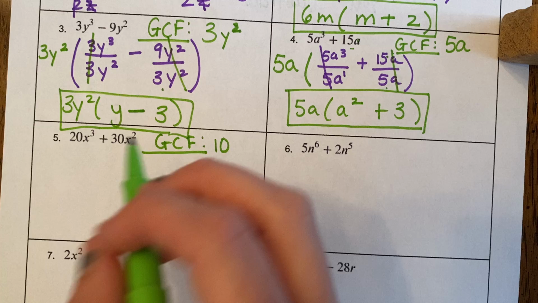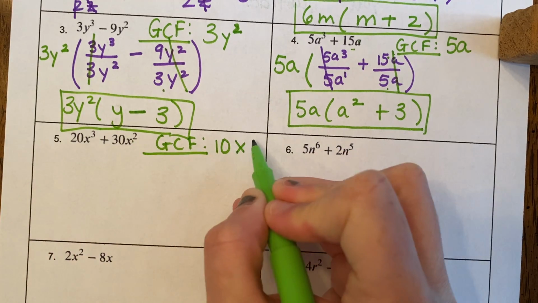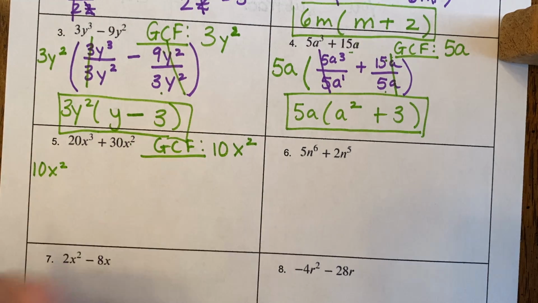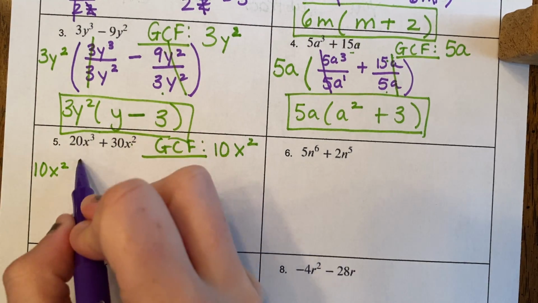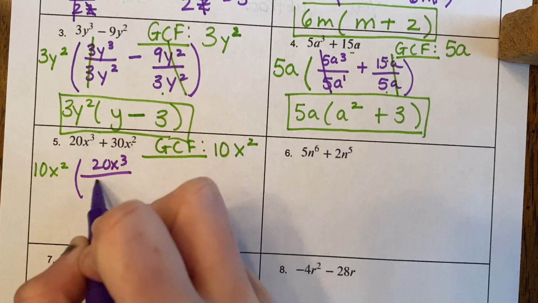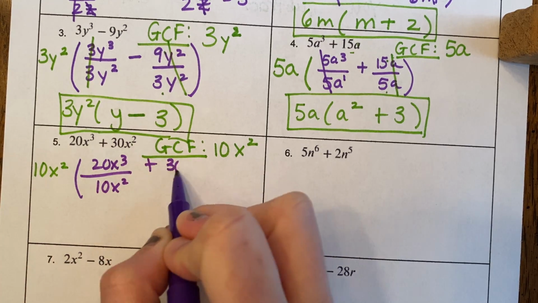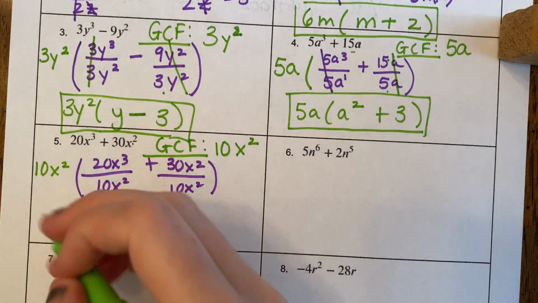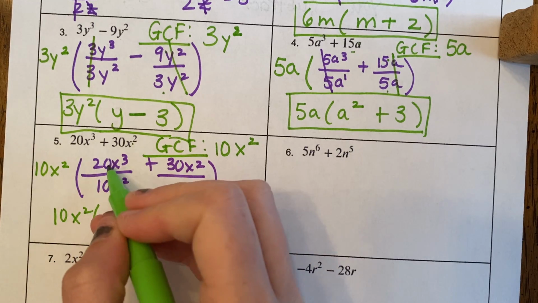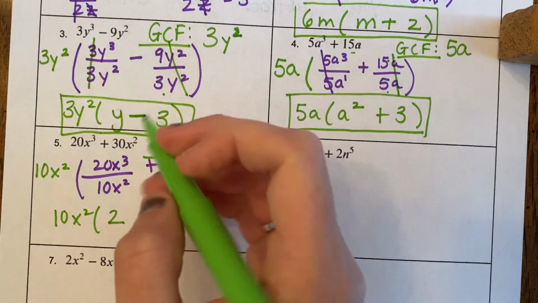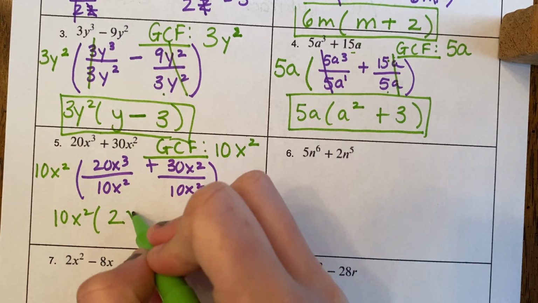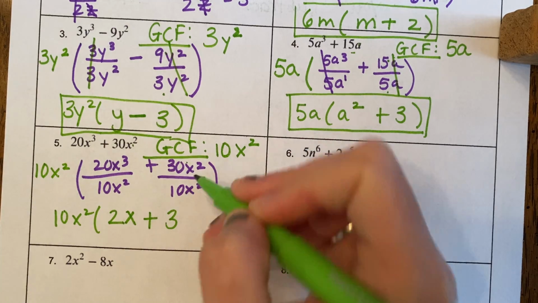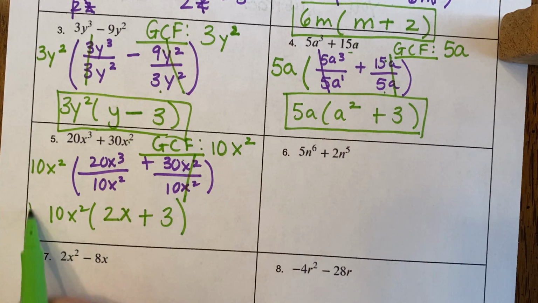So we have 10, and I have an x cubed and x squared. So my biggest is an x squared that I could take out. So I'm going to take out a 10x squared, and then in my parentheses, I have 20x cubed divided by 10x squared plus 30x squared over 10x squared. So 20 divided by 10, I get 2. X cubed divided by x squared is just x, because remember you're subtracting the exponents. 30 divided by 10 is 3, and my x squareds would cancel. So this would be my answer.